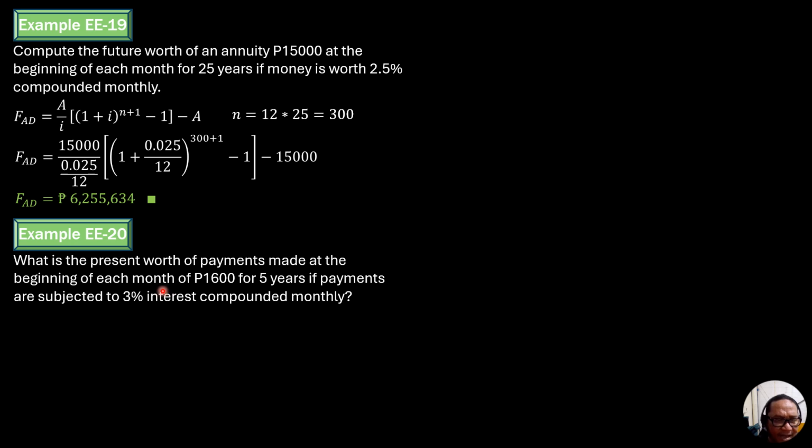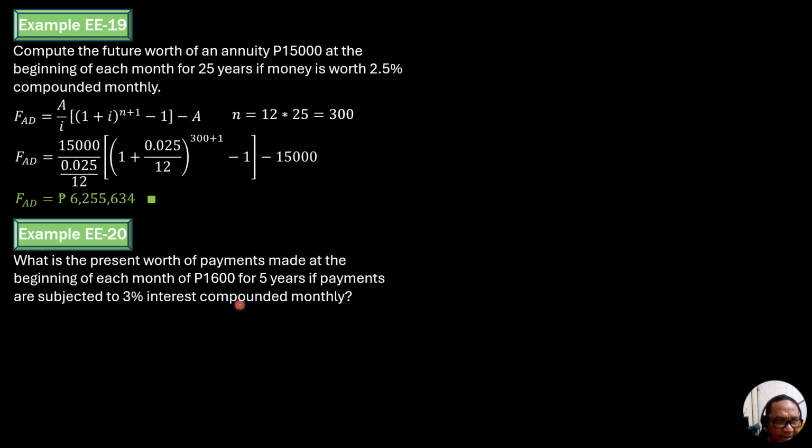For this case, what is the present worth of payments made at the beginning of each month, or annuity due, of 1,600 pesos for 5 years if payments are subjected to 3% interest compounded monthly. So here, the formula for present worth of an ordinary annuity is A over I, quantity 1 minus 1 plus I to the negative n. In this case, we have to replace n by n plus 1 because we added A also.